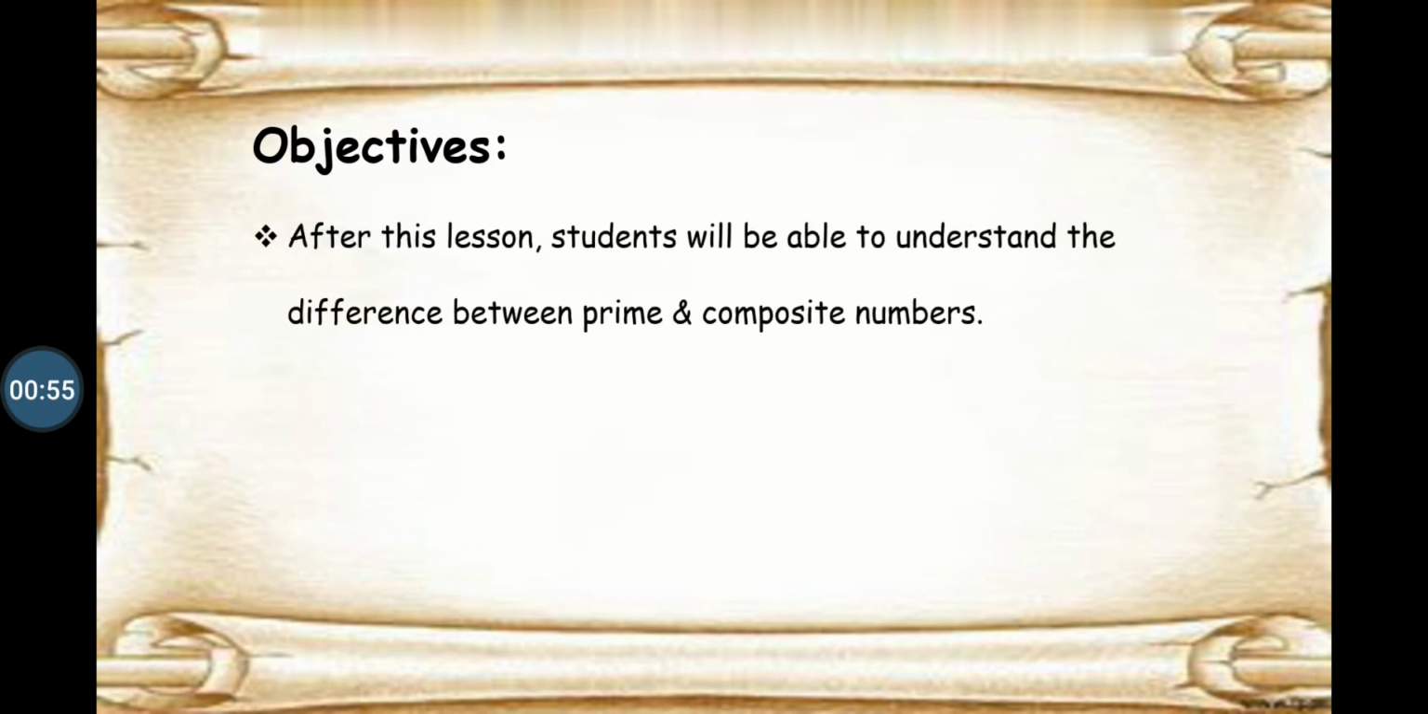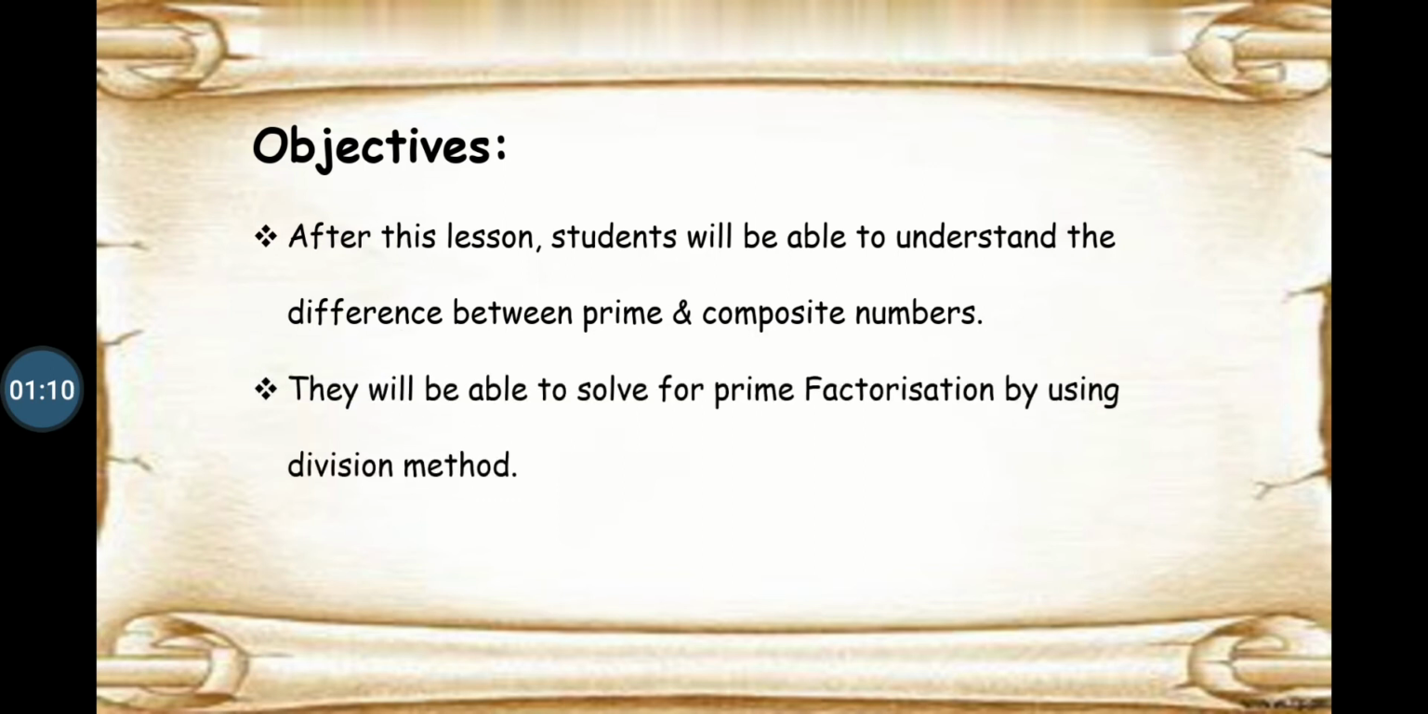So first of all, the objectives of our today's lesson are that we shall be able to understand the difference between composite and prime numbers, because here we are using only prime numbers as we are doing the prime factorization, and we shall be able to solve for prime factorization by using division method.